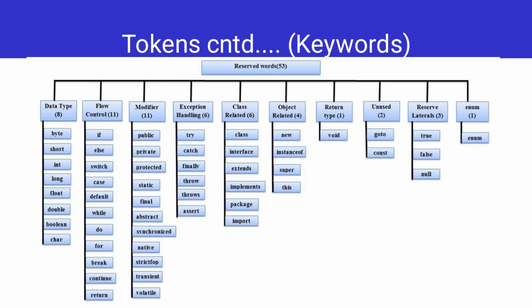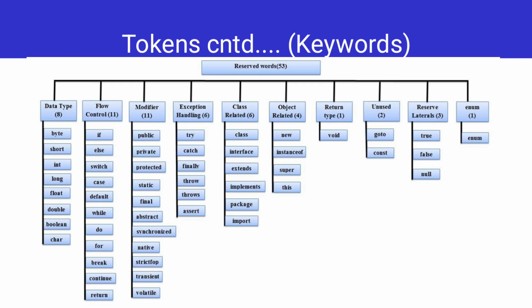Now let's talk about modifiers. The modifiers are public, private, protected, static, final, abstract, synchronized, native, strictfp, transient, and volatile. In the category of modifiers, the keyword strictfp was introduced in Java version 1.2. Now the next one is exception handling. In exception handling, the reserved keywords are try, catch, finally, throw, throws, etc. In this category, assert also came in version 1.4.